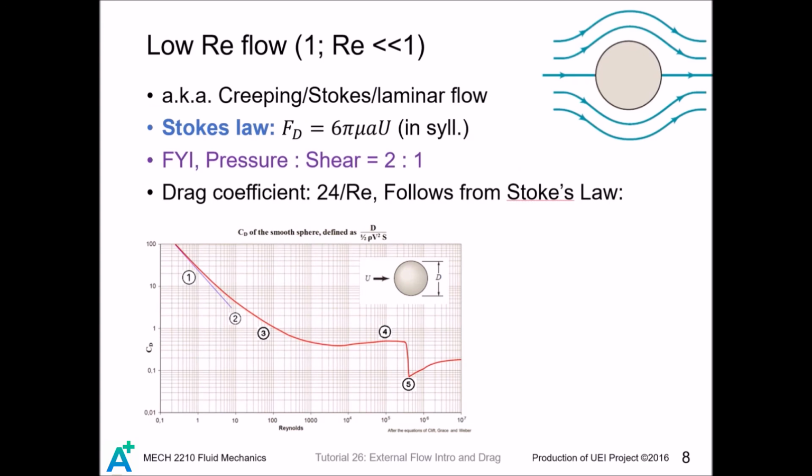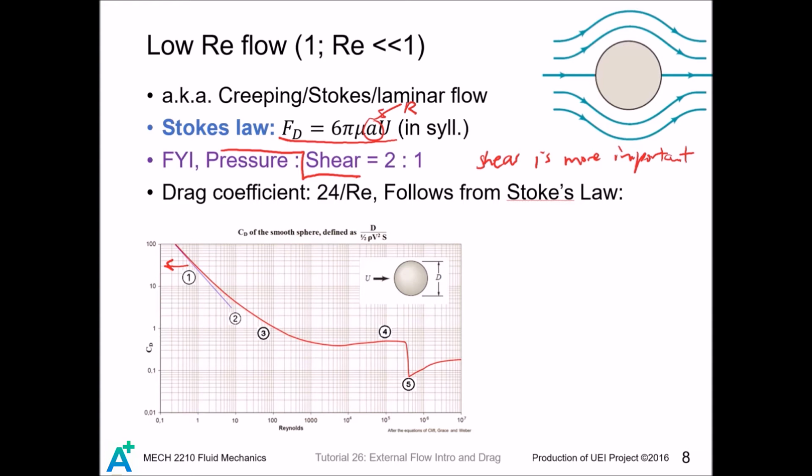At point 1, that is, the Reynolds number is really small, much smaller than 1, then we call this flow as creeping flow, Stokes flow, or laminar flow. And the drag force is just given by this simple expression. A is in fact the radius. For this kind of low Reynolds number flow, the drag contributed by the pressure and the shear is 1 to 2. That is, shear is more important.